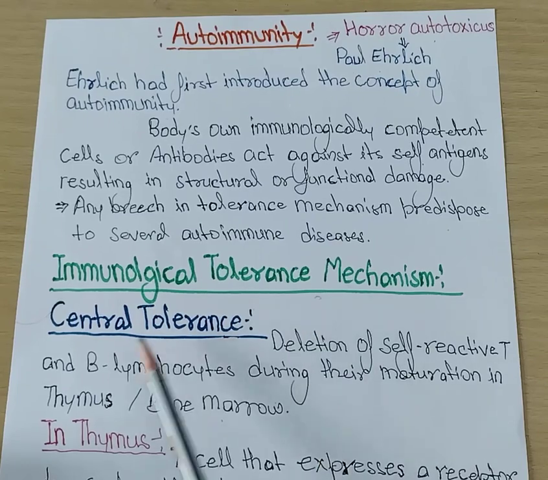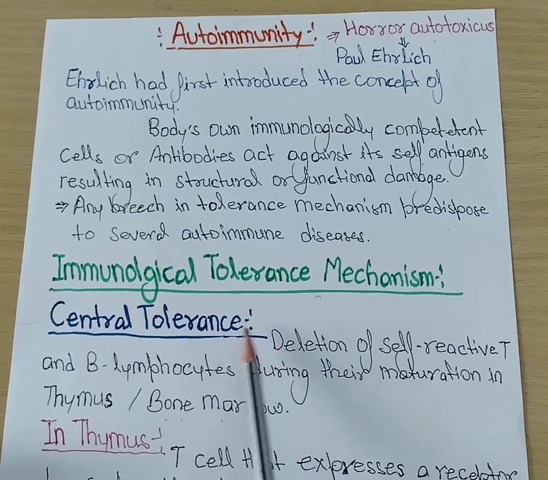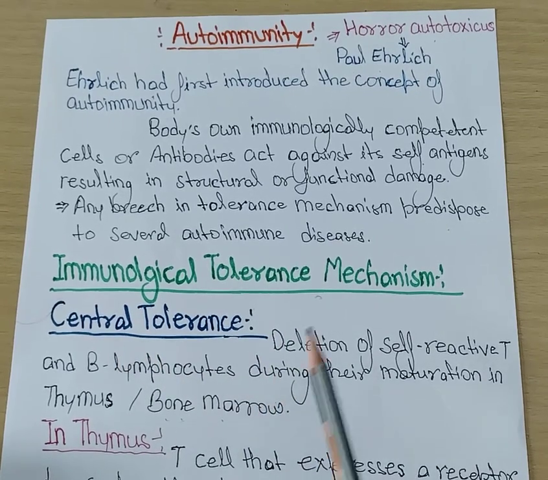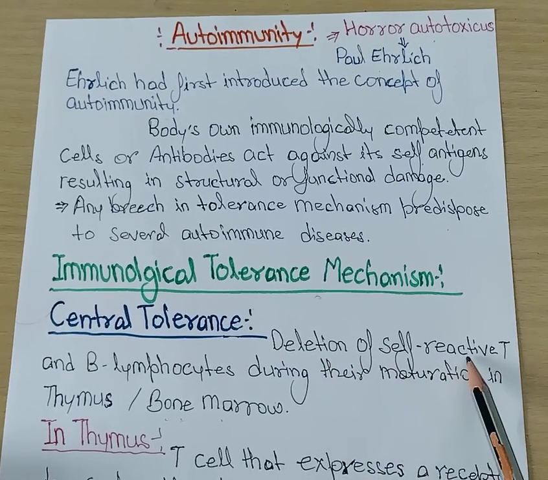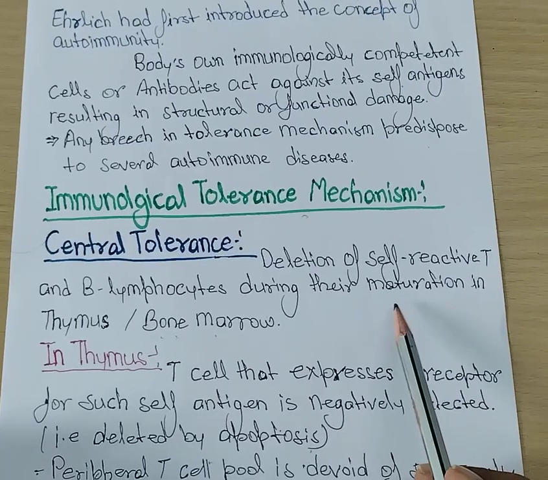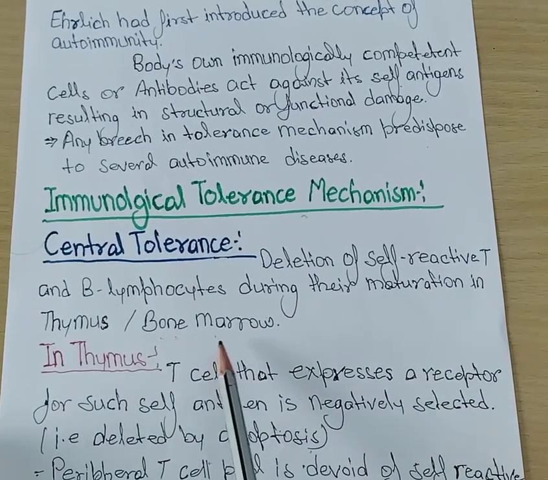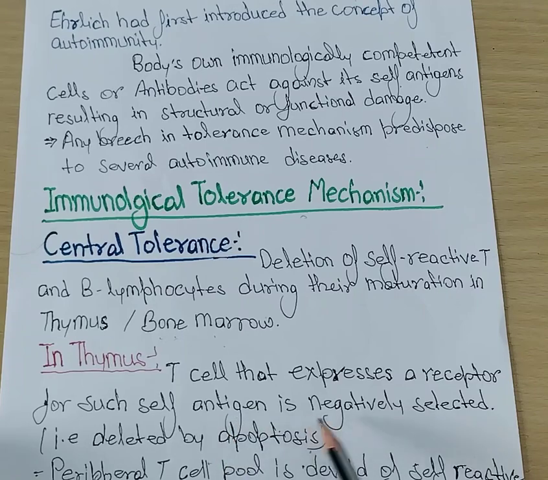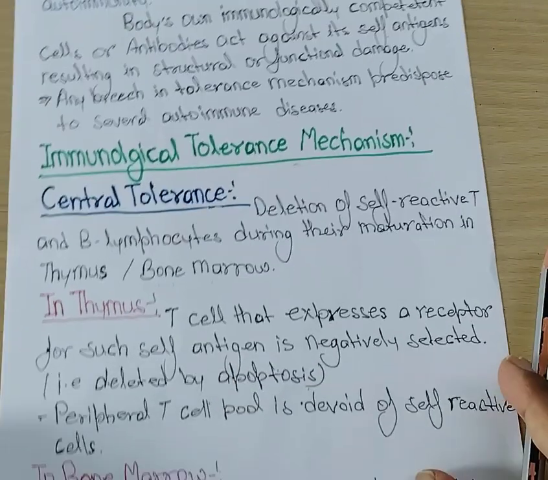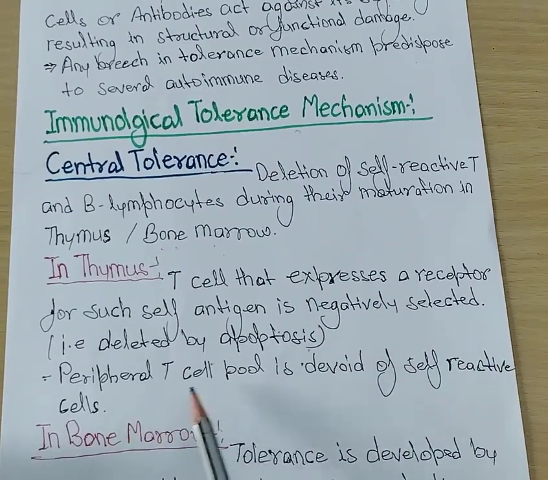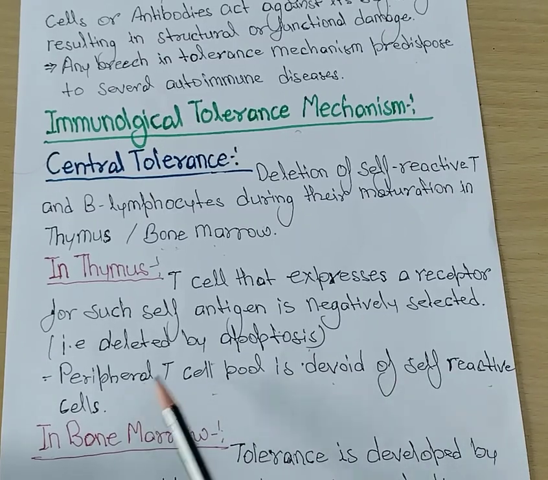There are two mechanisms of tolerance: central tolerance and peripheral tolerance. Central tolerance is the deletion of self-reactive T and B lymphocytes during their maturation in the thymus or bone marrow. In the thymus, a T cell that expresses a receptor for such a self-antigen is negatively selected, that is, deleted by apoptosis. The peripheral T cell pool is devoid of self-reactive cells.